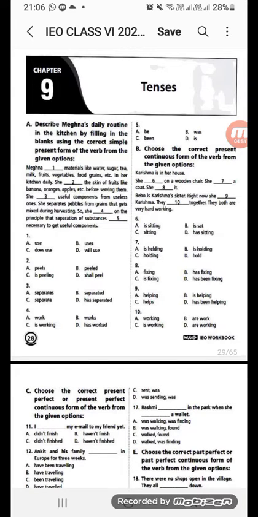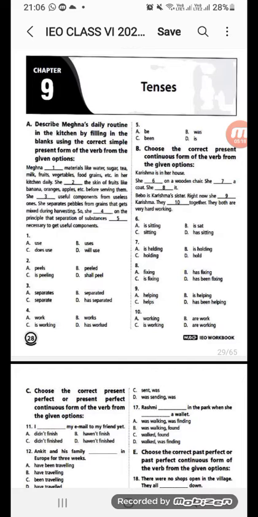Now, let me tell you, have can be used with the pronoun I if we are talking about a present situation. And if we are talking about a past situation, then this have will be changed into had. And if we talk about the future situation, at that time we use will have with the pronoun I.